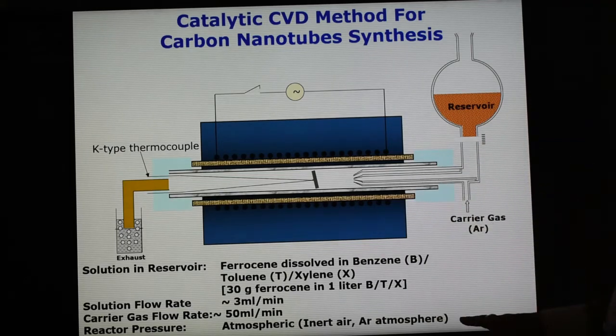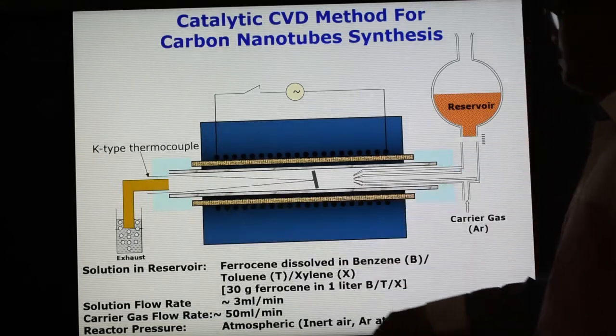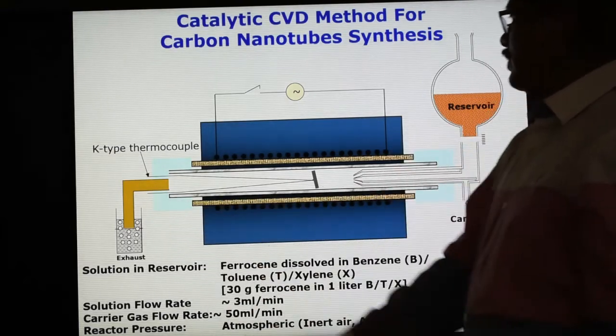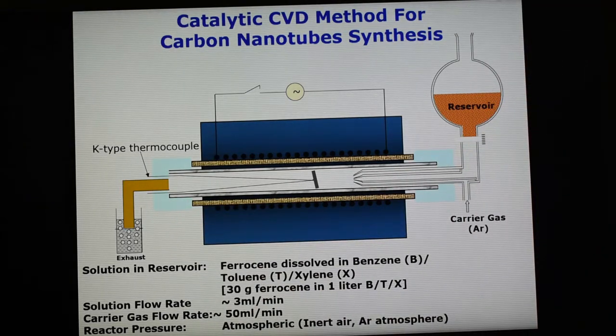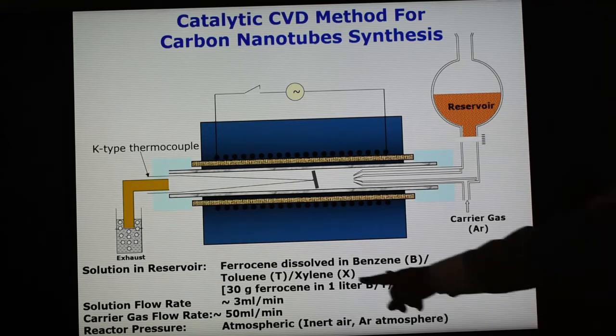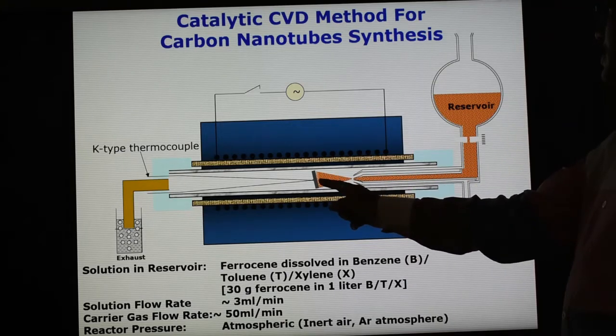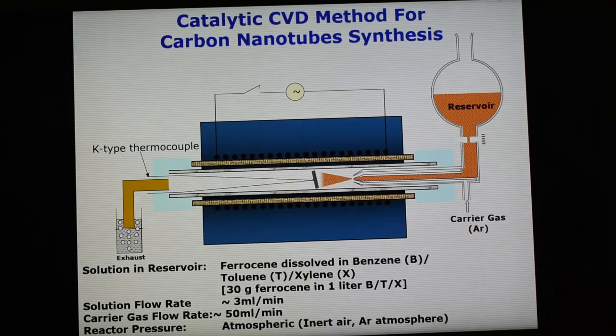The arrangement is made in this way: this is the K type thermocouple, and here the carrier gas is argon, the reservoir is here, and here we have to take the solution of ferrocene in benzene or toluene. The solution comes here, and here the exhaust gases are there. After making all these arrangements and maintaining these conditions, we have to pass this solution from this reservoir, and it comes to this thermocouple, and after the interactions we get a material which is called carbon nanotubes.